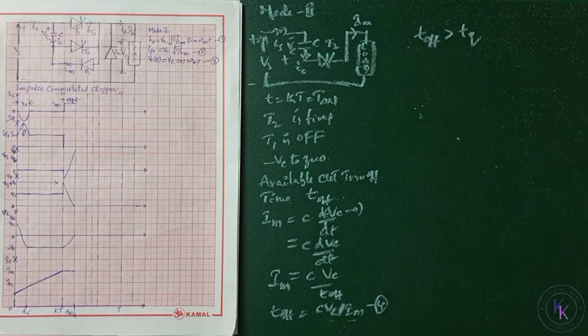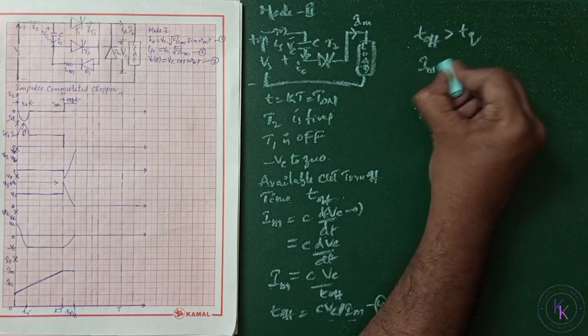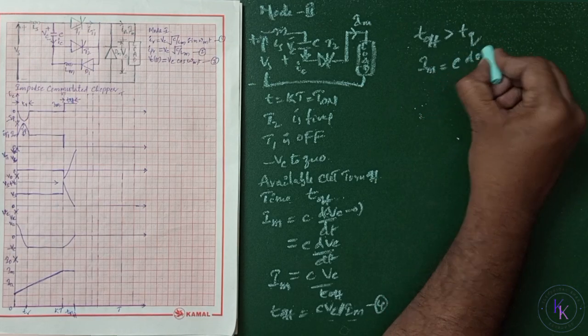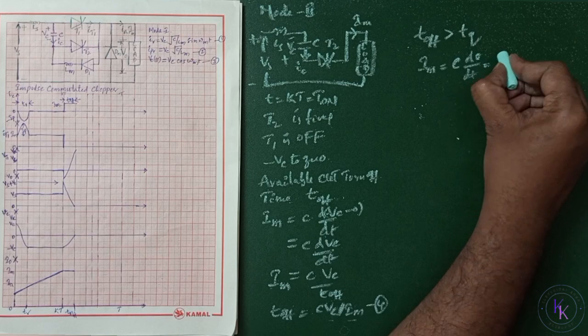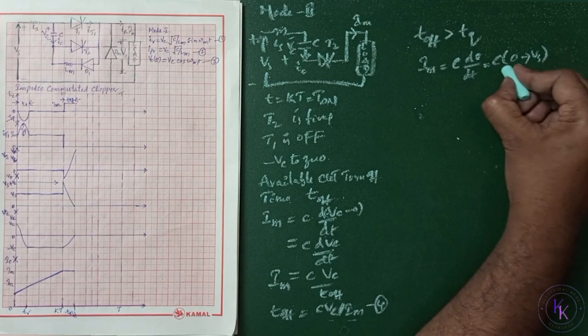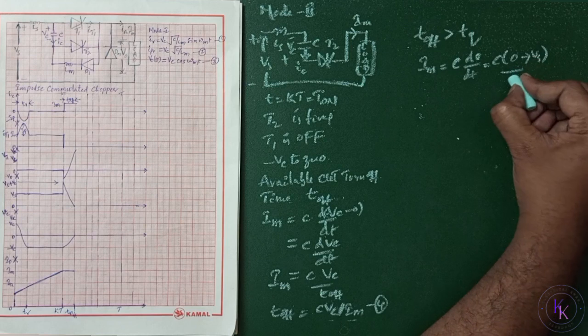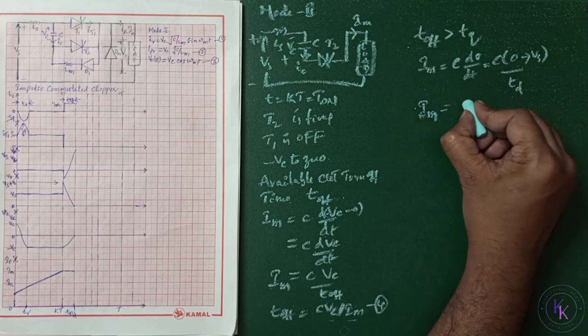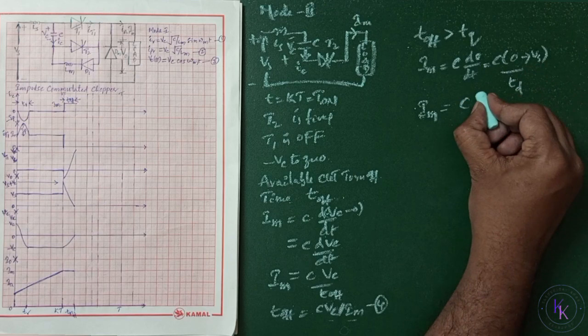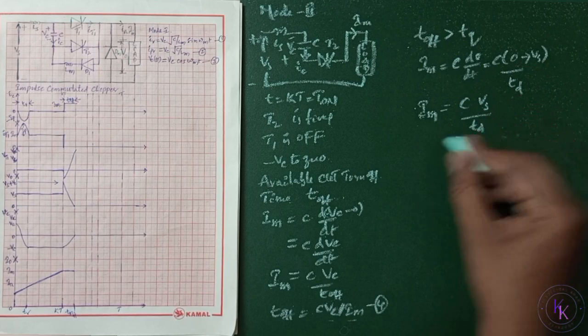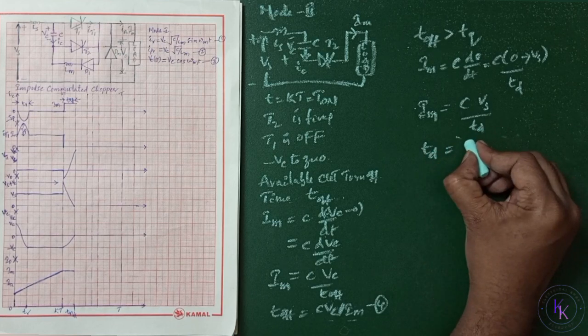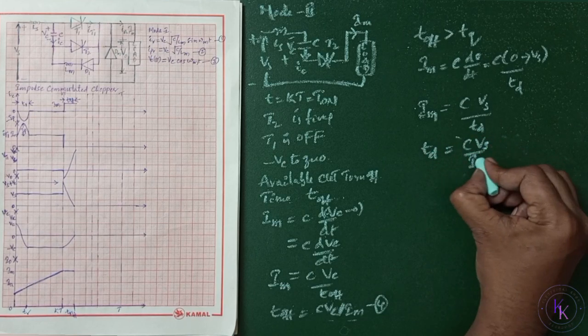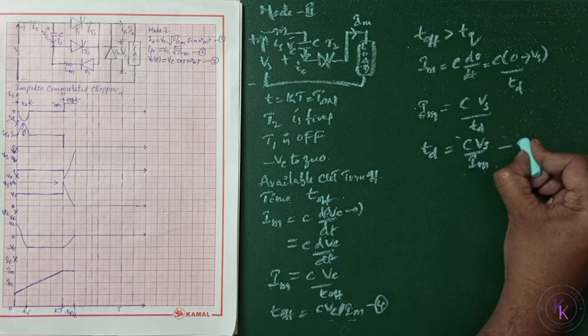The time required for the capacitor to recharge back from the supply voltage is called the recharging time. It is given by Im equals C dV/dt, that equals C times 2Vs divided by the recharging time Td. So Im equals C times the change in voltage, Vs, divided by Td. Now Td equals C Vs divided by Im. Let this be equation number 5.